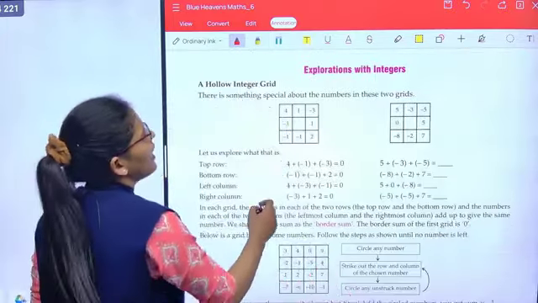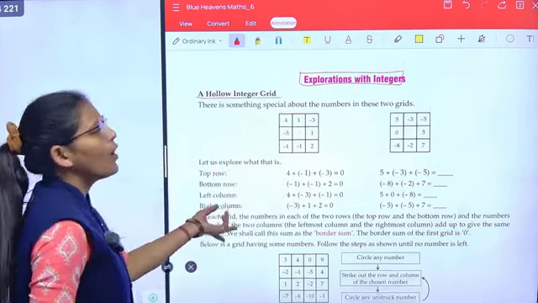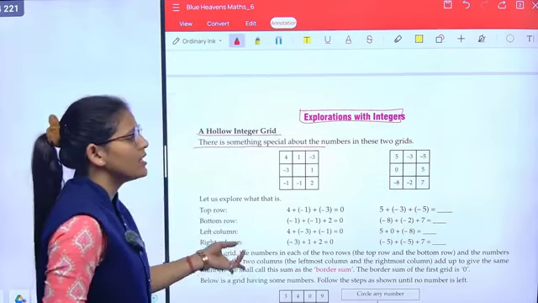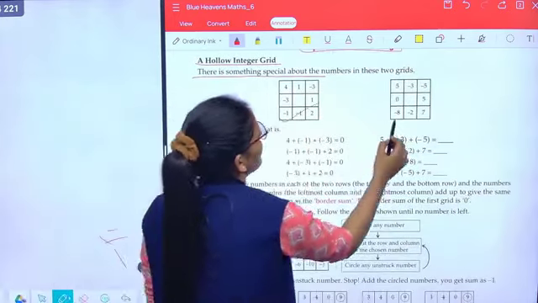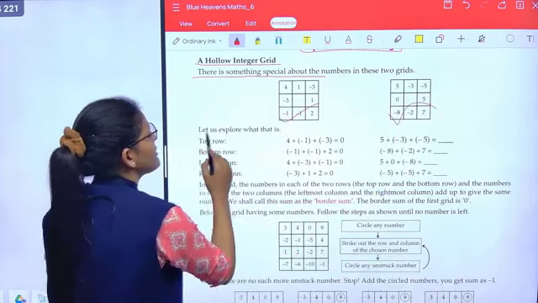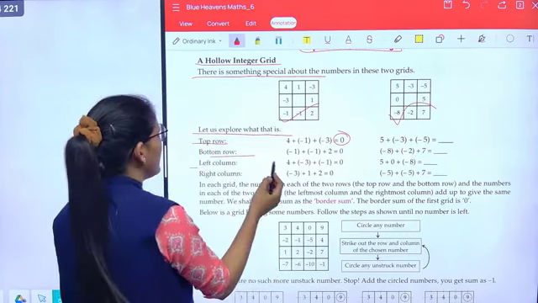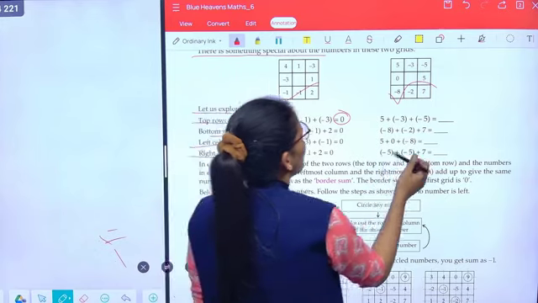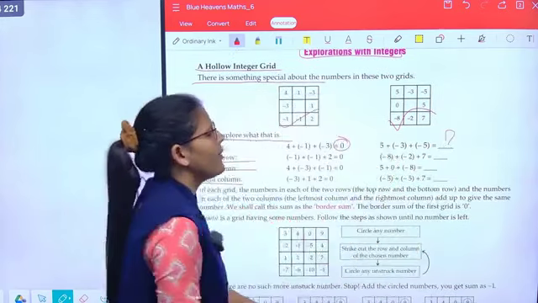Now class, come on. Explorations with integers, a hollow integers grid. There is something special about the numbers in these two grids. Now class, you can see here, this is grid number 1, grid number 2. Let's explore what it is. Top row plus 0, bottom row 0, left column and right column again 0. Now class, you can find out here. Plus 5 and minus 5.